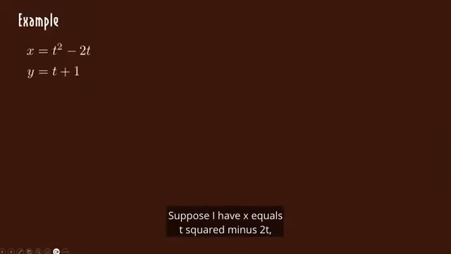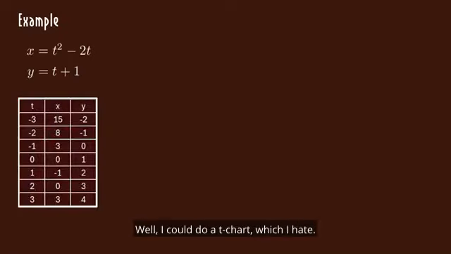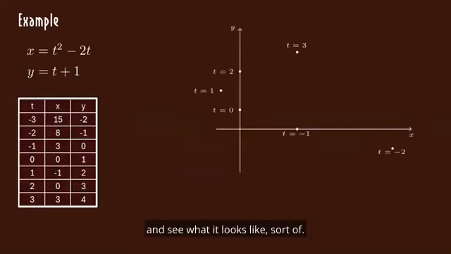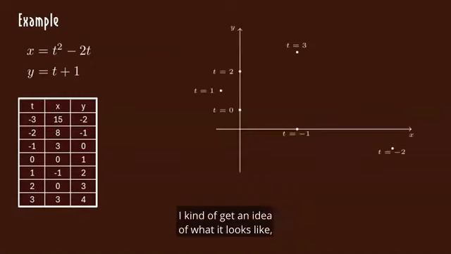Suppose I have x equals t squared minus 2t and y equals t plus 1. Now how might I figure out what that looks like? Well, I could do a t-chart, which I hate. I've always hated t-charts. But I can plot a few points and see what it looks like, sort of. I kind of get an idea of what it looks like, but it's not very satisfying.